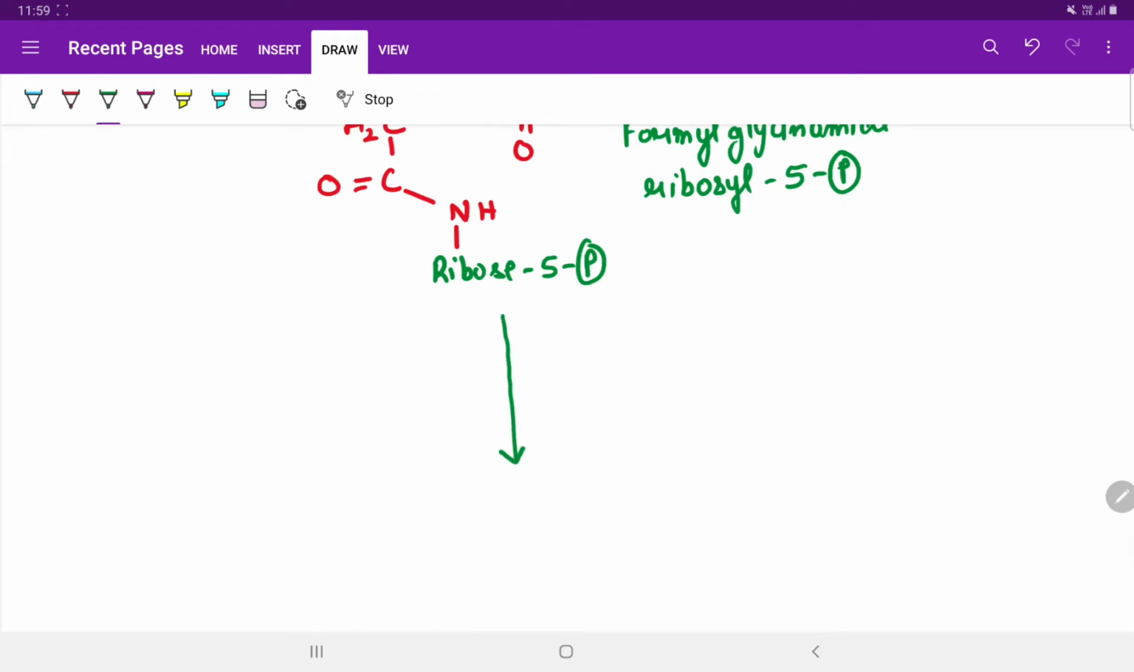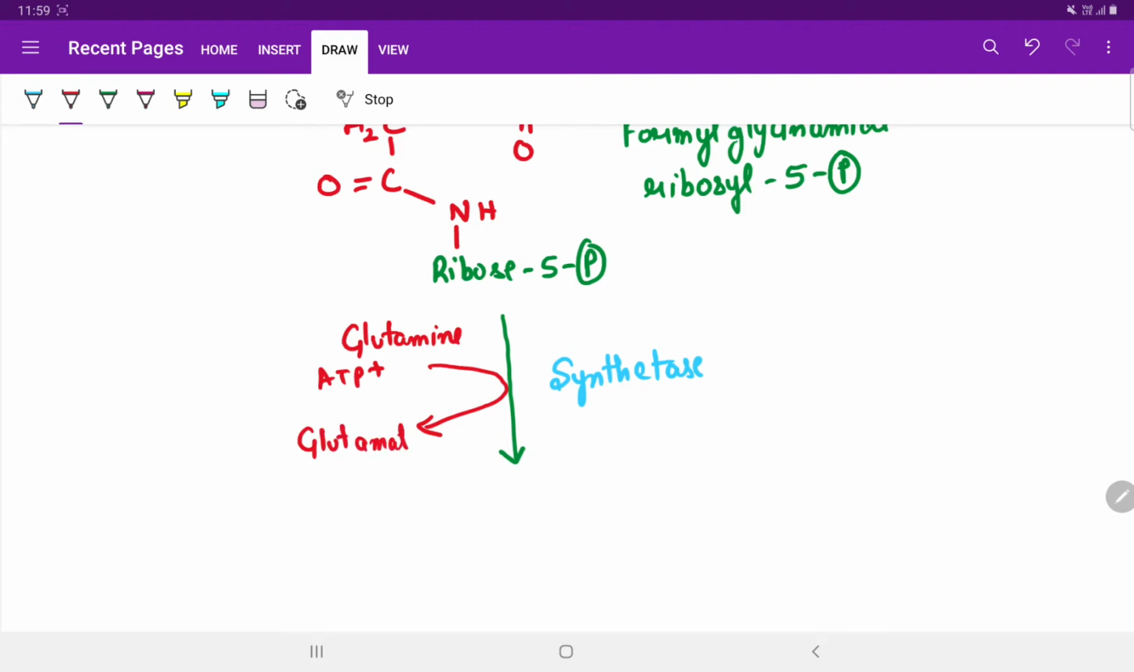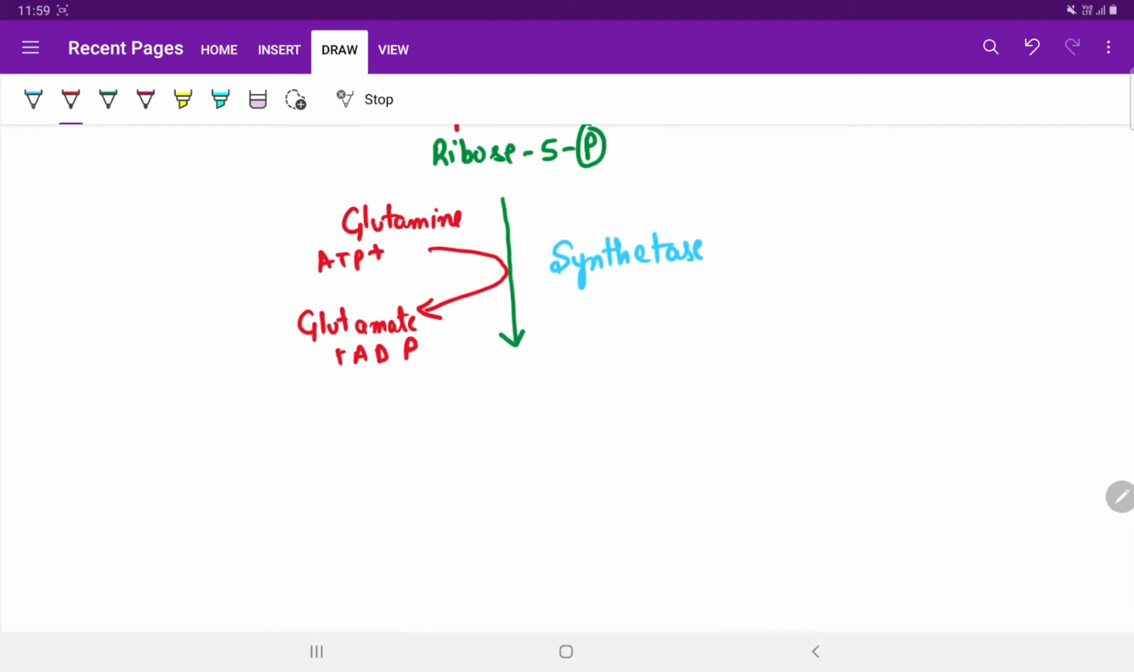And after this, in the presence of synthetase enzyme, and by addition of one glutamine molecule, an extra nitrogen will be supplied in the presence of an ATP. So utilization of ATP will be here also. And this leads to the formation of formyl glycinamidine. From amide it is now becoming amidine.